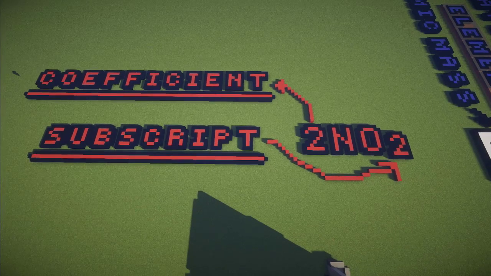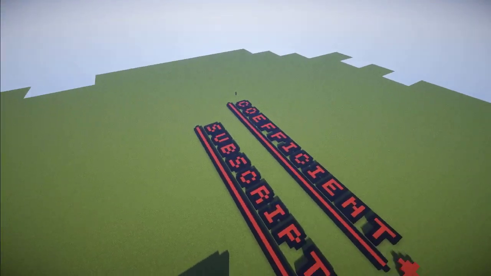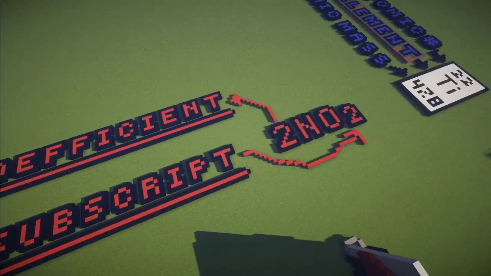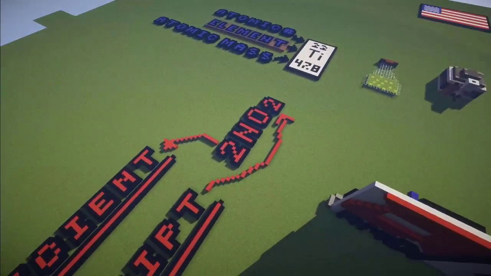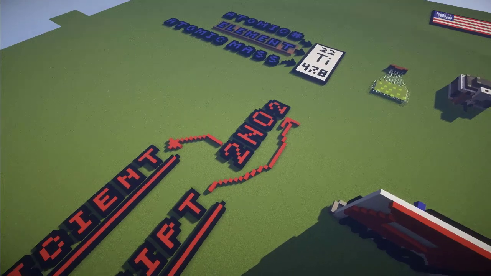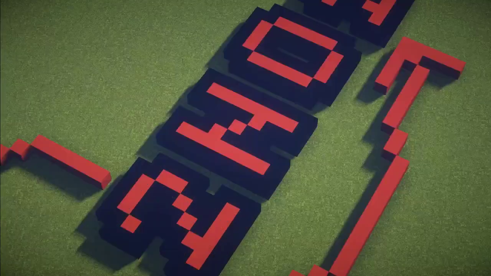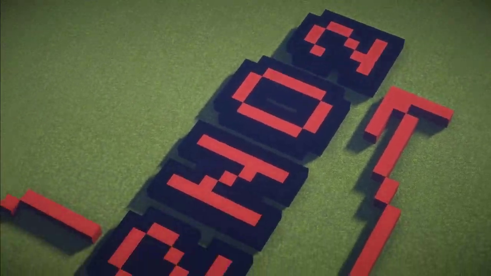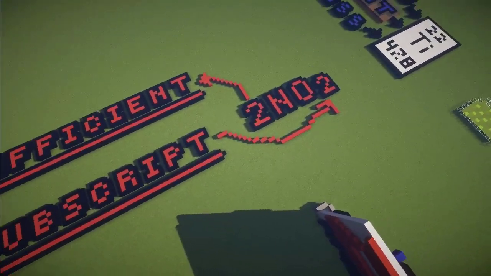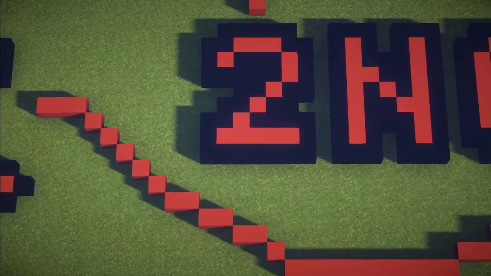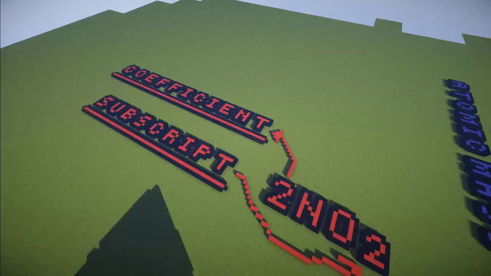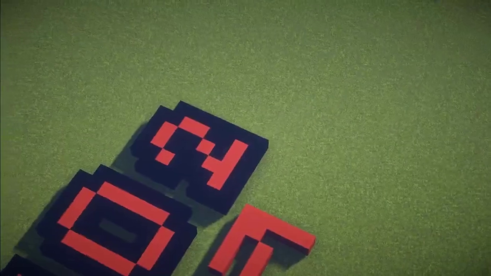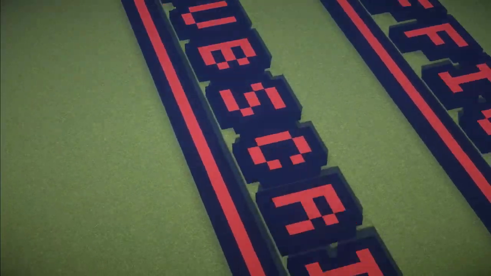Here we have our coefficient and subscripts. And then this right here, what I'm looking at now, this is a chemical formula. This big number is the coefficient. The smaller number is the subscript.